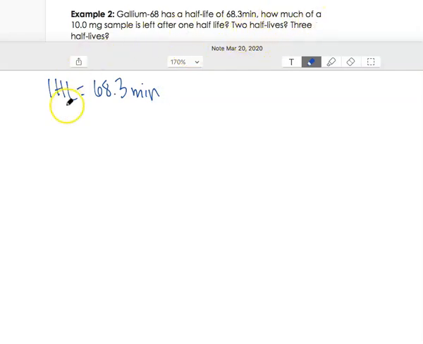How much of a 10-milligram sample is left after one half-life? How much is left after 2 half-lives? How much is left after 3 half-lives? So we're going to call this half-life of 0. At half-life of 0, which is our starting point, we're going to have 10.0 milligrams.